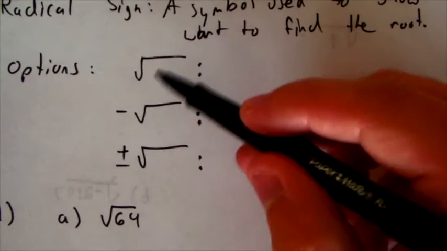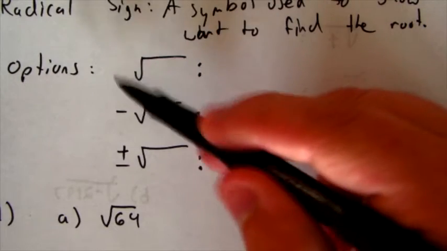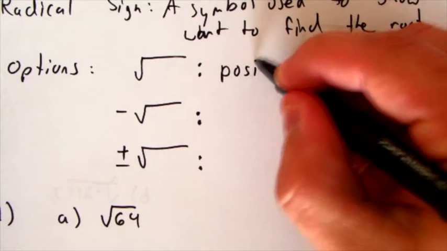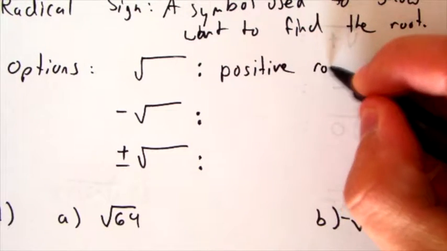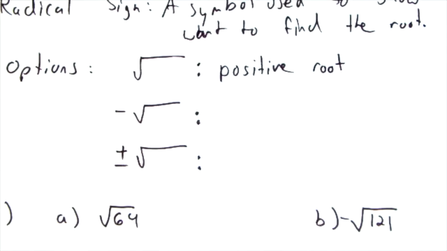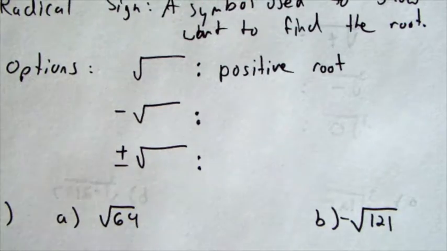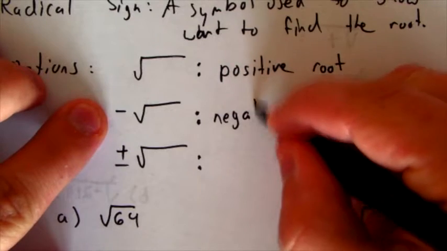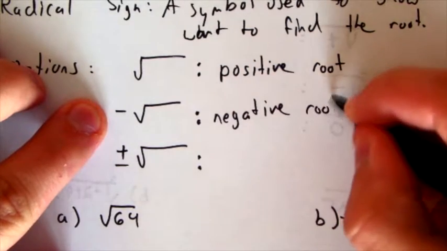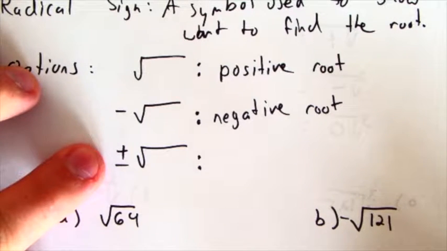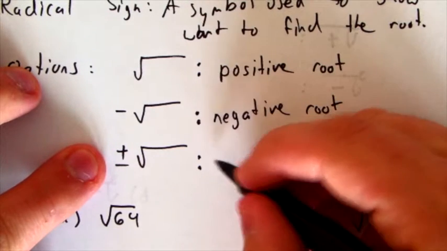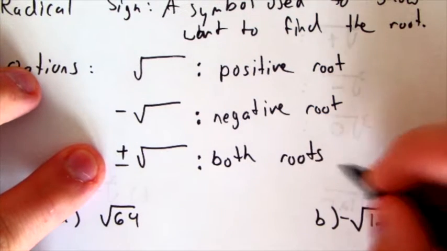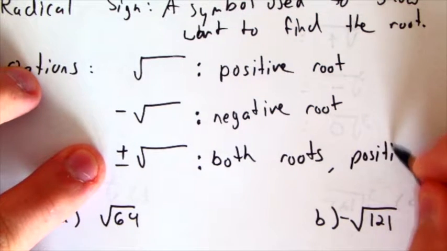So one of them is just the sign without any kind of symbol in front of it. What this means is the positive root. If we have the negative sign out front, that means the negative root. And if I have this plus and minus sign in front of it, that means I'm looking for both roots. So this would be positive and negative.